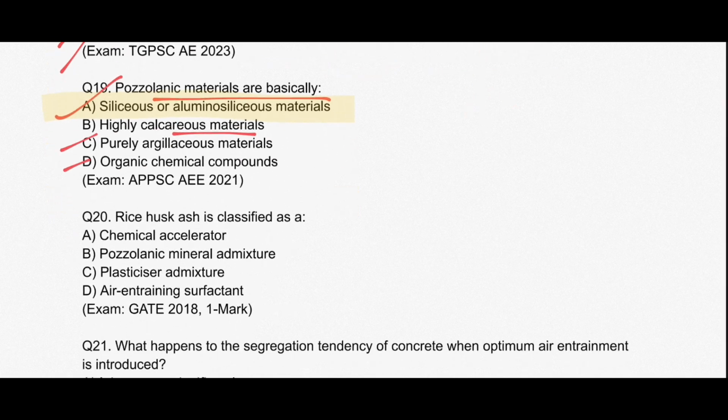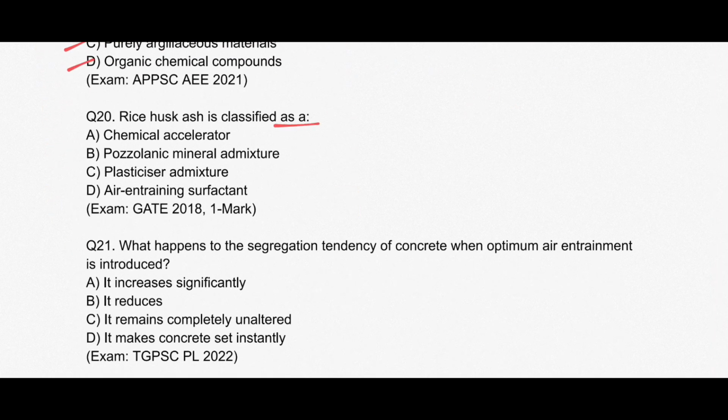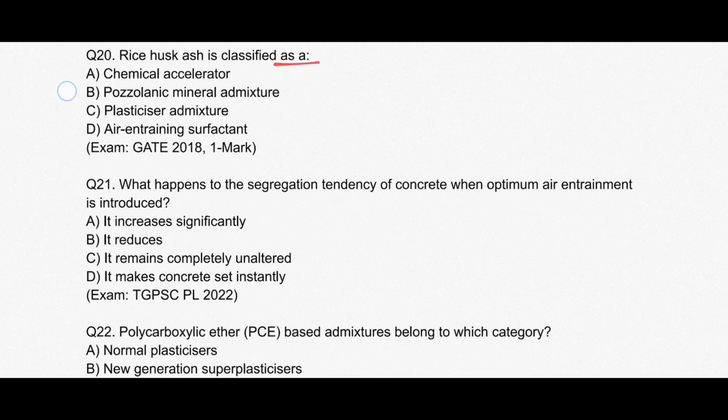20th question. Rice husk ash is classified as a option A chemical accelerator, option B pozzolanic mineral admixture, option C plasticizer admixture, option D air-entraining surfactant. So the answer is option B, that is pozzolanic mineral admixture అన్నమాట. మనకి రైస్ హస్క్ కూడా pozzolanic material.